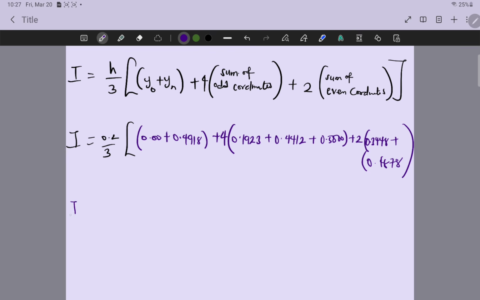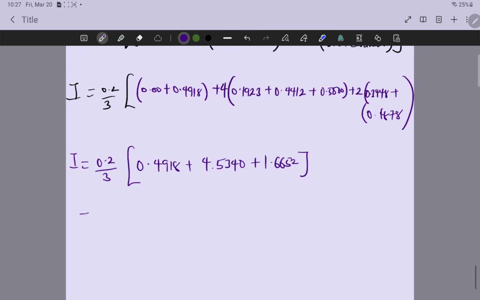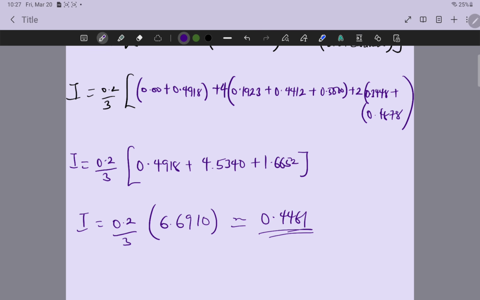0.4878. So I is equal to, if you break that math down, 0.2 over 3 into bracket 0.4918 plus 4.5340 plus 1.6652. You can also fact check me. Is that okay? So I is equal to 0.2 divided by 3 into bracket 6.6910. So approximately 0.4461. That's what you're supposed to get as your answer.